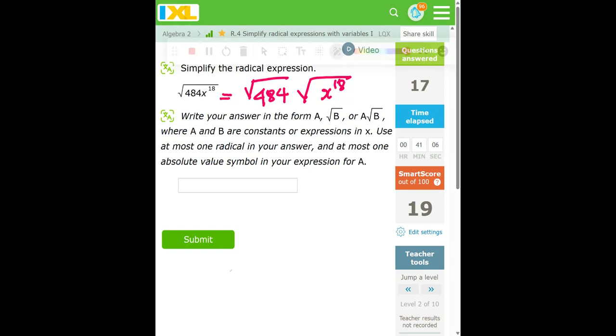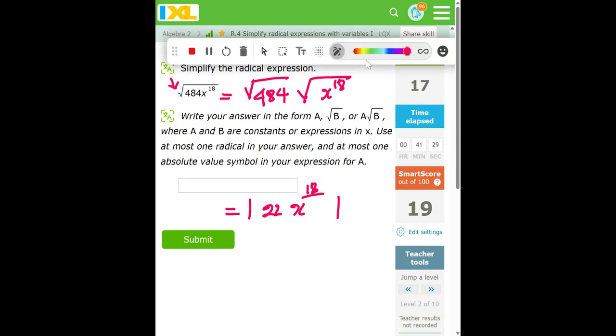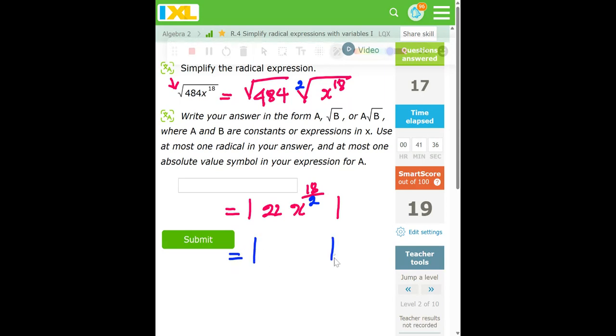Now pay attention. The answer needs the absolute value sign because this is an even root. So square root of 484 is 22. And then square root of x to the 18: x to the power 18 divided by 2, because this is power 2. So divide by 2. Now you come out with absolute value of 22 and then x to the power of 9. 18 divided by 2 is 9.